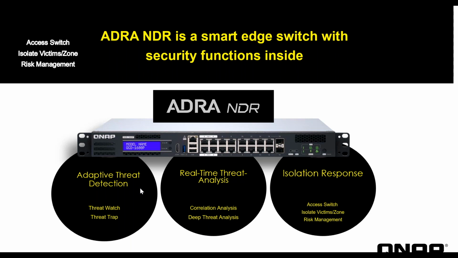This is especially used for ransomware attacks. Whenever a phishing email is sent to you and you click on it, the first thing it does is start scanning your network for other devices, so it can start infecting those other devices. In those early stages, the Adra NDR will start to block that computer from scanning other devices. As soon as it starts scanning your network, the Adra NDR will detect that as a threat and start blocking it from your network.